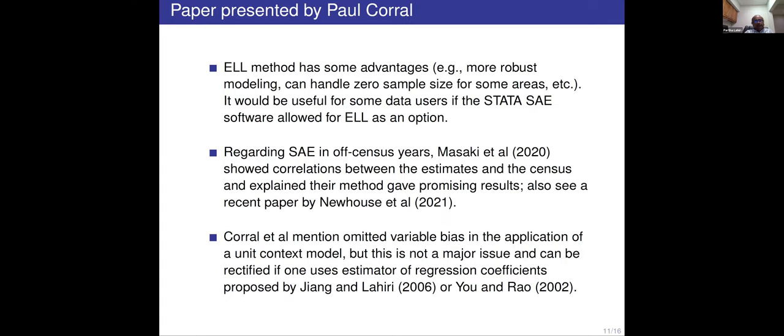Mentioned in one of the papers that he showed omitted variable bias, which he didn't discuss today, in the application of the unit context model, where you don't use the unit level covariate, but area level covariate. But I don't think this is a major issue and it can be rectified if one uses the estimator of the regression coefficient proposed by Jiang and Lahiri discussion paper or You and Rao.